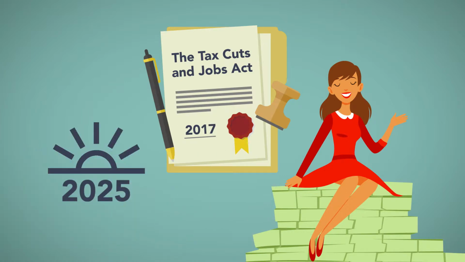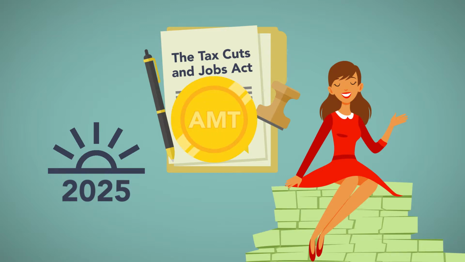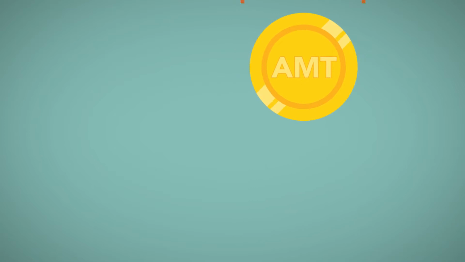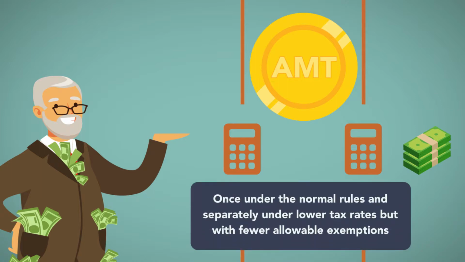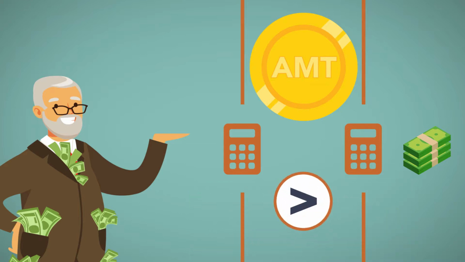Like most of the Act, it is currently scheduled to sunset in 2025, but for now we'll focus on the AMT rules as they are under the Act. The AMT forces people making more than the exemption amount to calculate their income taxes twice, once under the normal rules and separately under lower tax rates but with fewer allowable exemptions. The taxpayer must pay the greater of the two calculated amounts.